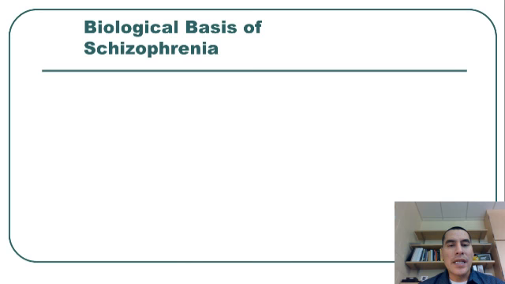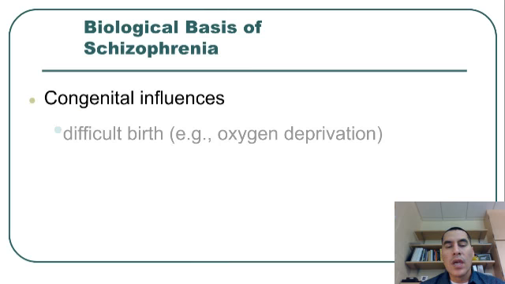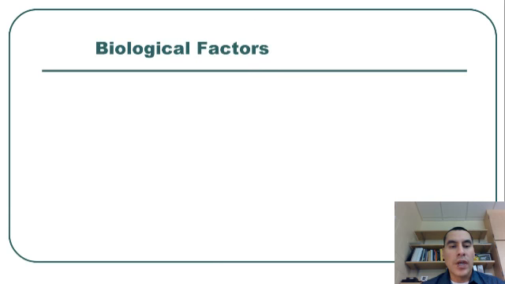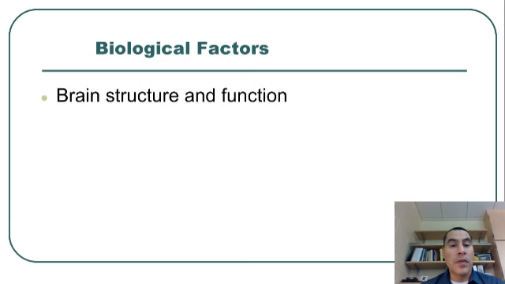Schizophrenia is a disorder that does have a pretty solid foundation in biological basis. We know that situations can occur during the birthing process. If it was a difficult birth, perhaps there was oxygen deprivation during the birthing process. Some type of viral infection, perhaps while the baby's in utero, prenatal infections can play a role. We also know that the brain structure of an individual plays a role in how the brain functions and operates.